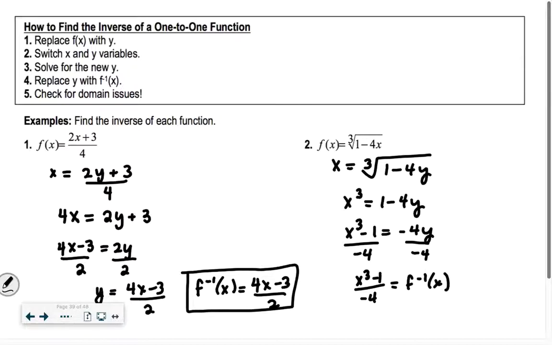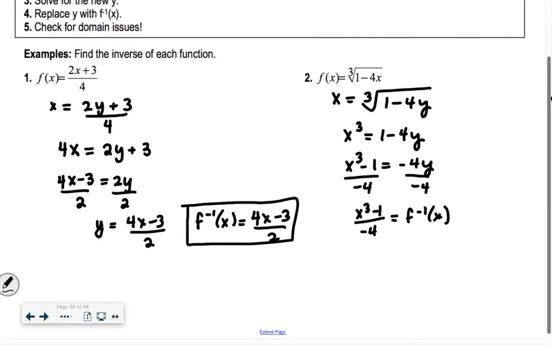Okay, if this was a multiple choice question, we probably wouldn't leave it like that. What's kind of weird about the way we wrote this? The negative on the denominator, right? So what I would do is multiply by -1 over -1, so that it becomes 4 on the denominator, and the top becomes -x cubed plus 1. So if I have -x cubed plus 1, I'm going to write that as 1 minus x cubed. That's what f inverse of x is equal to.